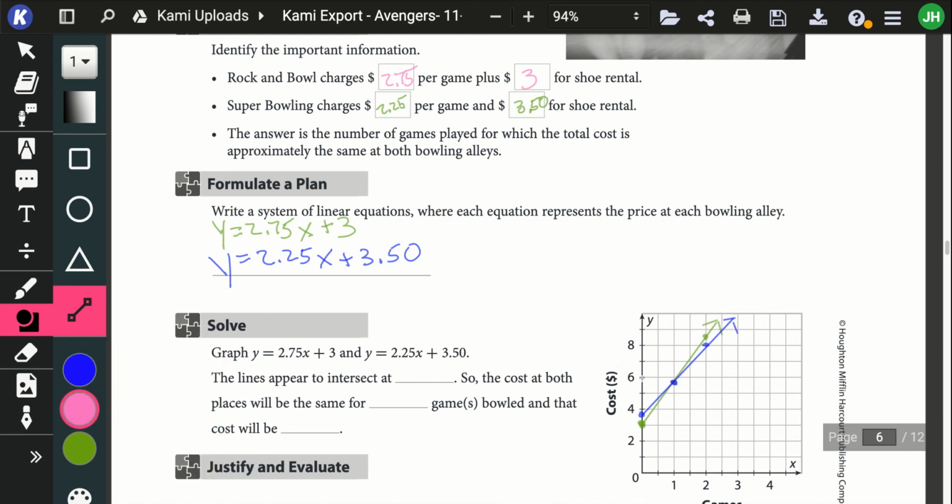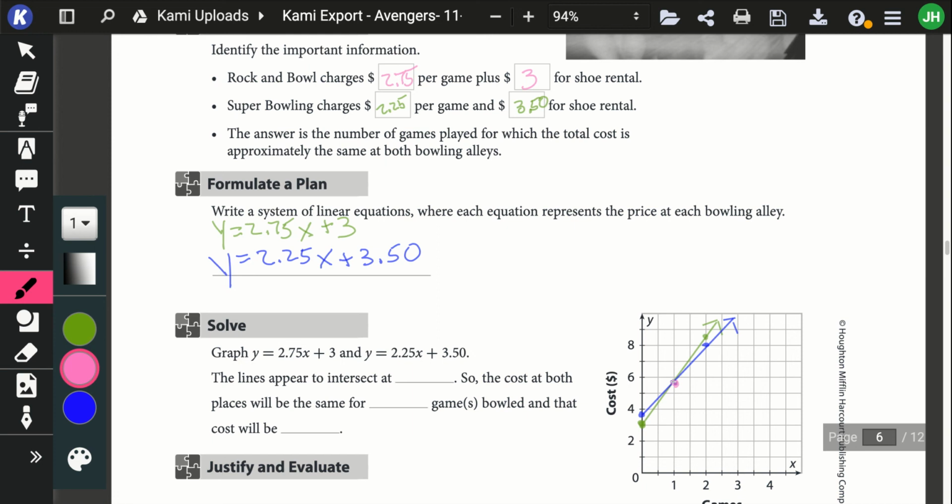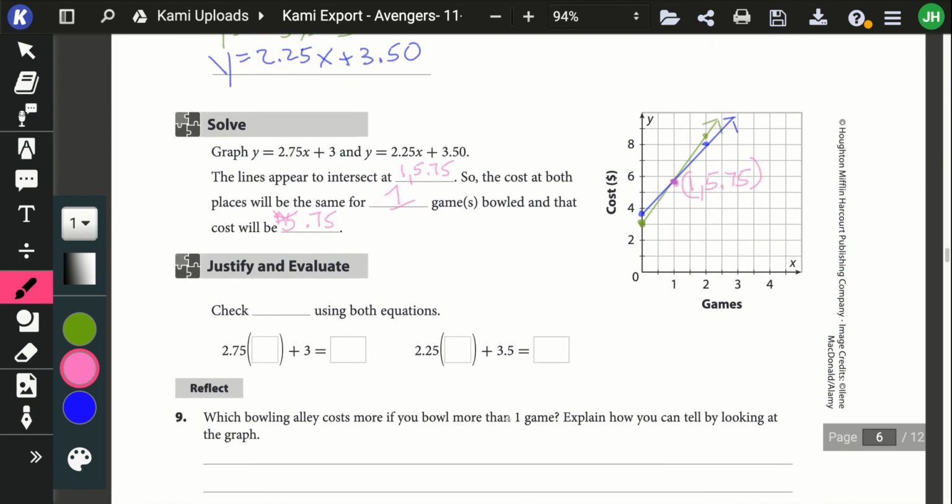So where is the solution? Oops, did it again. The solution here is at 1, 5.75, right? The lines appear to intersect at $5.75. So the cost at both places will be the same for one game, and that cost will be $5.75. Okay? I hope that makes sense.